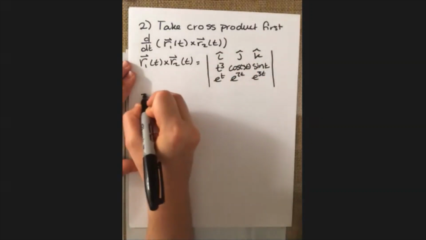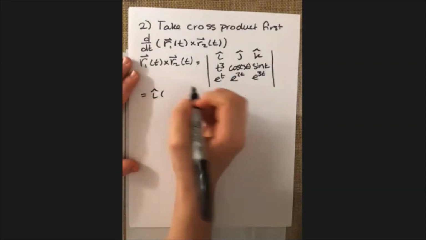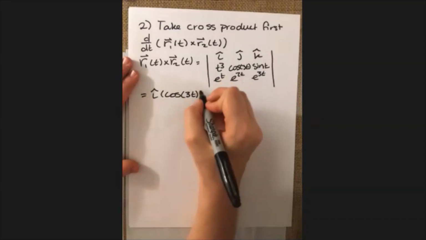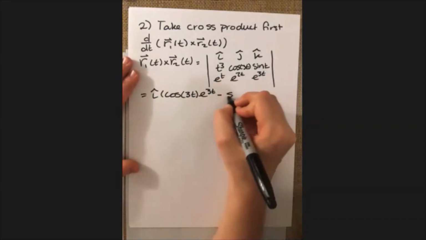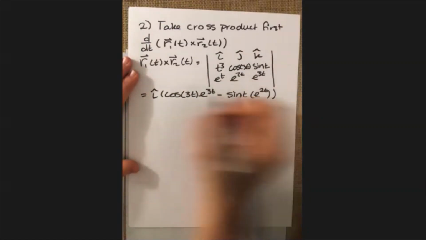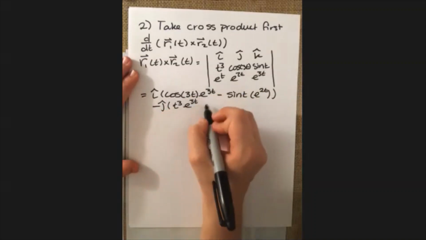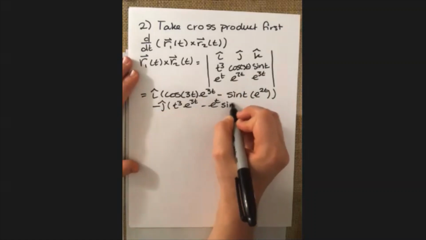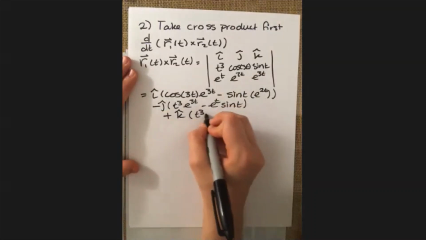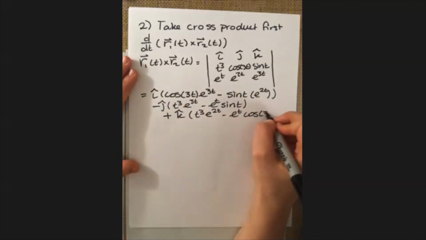If you take this determinant, what you are going to get is i hat times cosine of 3t times e to the 3t minus sine of t times e to the 2t, minus j hat times t cubed e to the 3t minus e to the t sine of t, and then plus k hat times t cubed e to the 2t minus e to the t cosine of 3t.